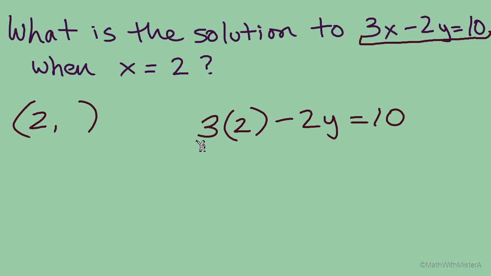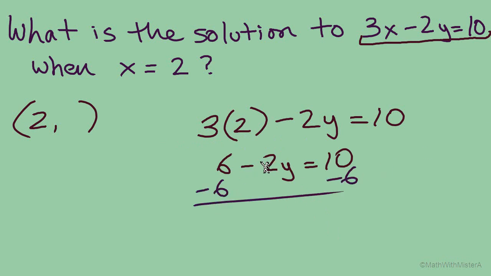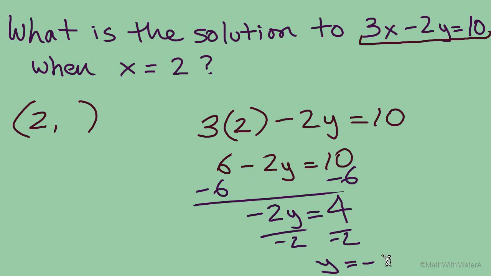Let's first simplify the equation and do the 3 times 2 equals 6. And now we'll go through our usual moves for solving an equation with one variable, isolating the variable. We'll take away 6 from both sides. Leaves us with -2y. Be careful there, it's 6 minus 2y, so we need to bring down the -2y. The right side, 10 minus 6 equals 4. And now divide both sides by -2 to see that y equals -2.